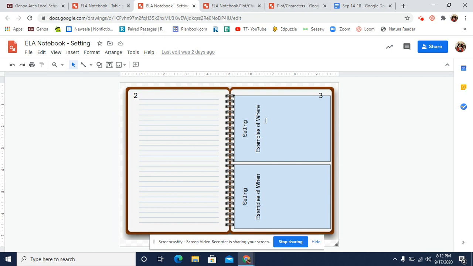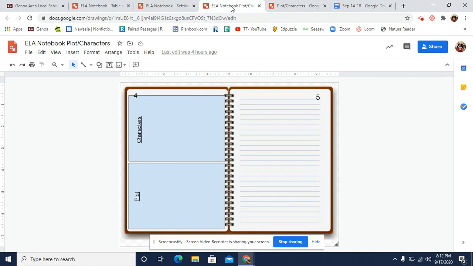So here, page 2 is blank. Page 3 has the two settings side by side like this. Well, you're going to do the same thing with the problem, with the plot and the characters. So you're going to label 4 on the next page, on the back side, and then 5. You're going to cut these out just like we did with the other two, and you're going to glue them side by side. You have to turn it horizontal, okay? And that's all you have to do with that.